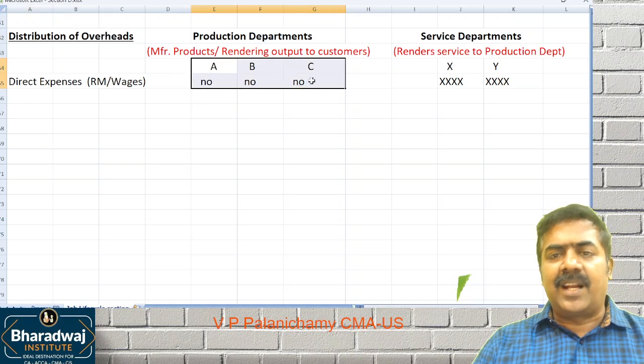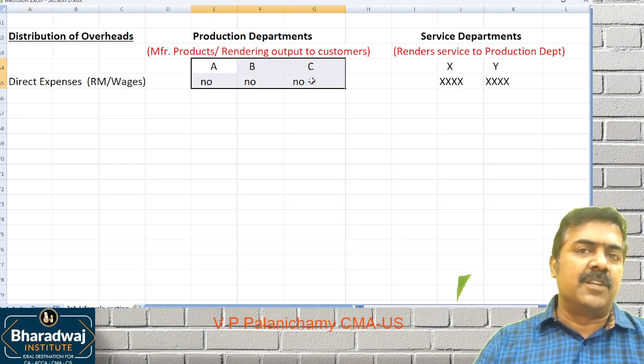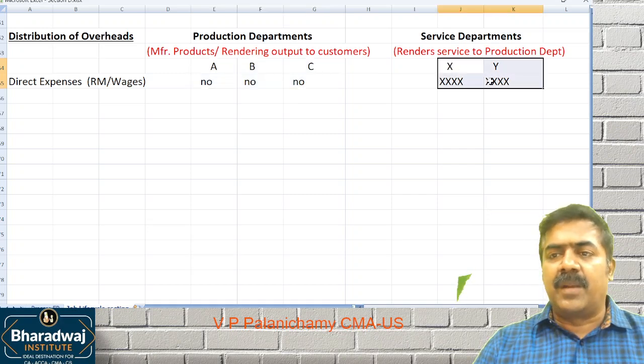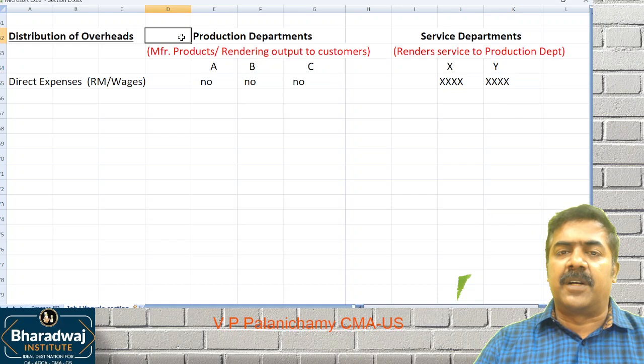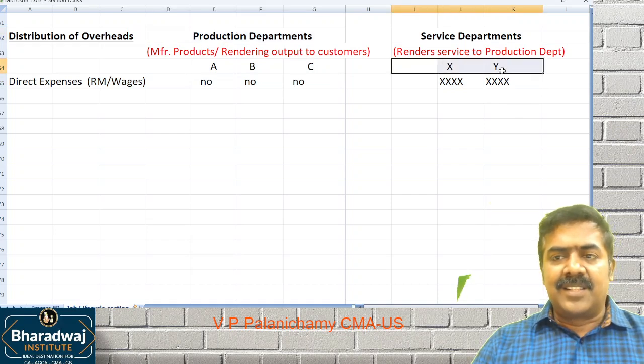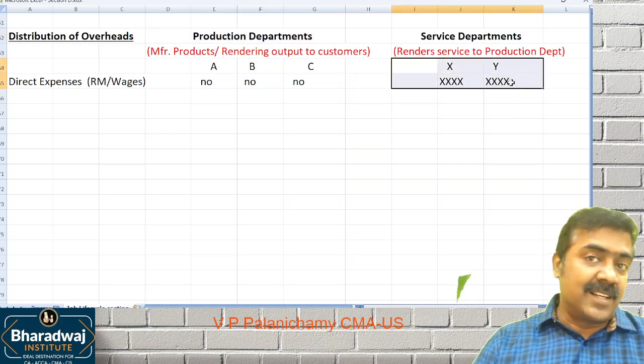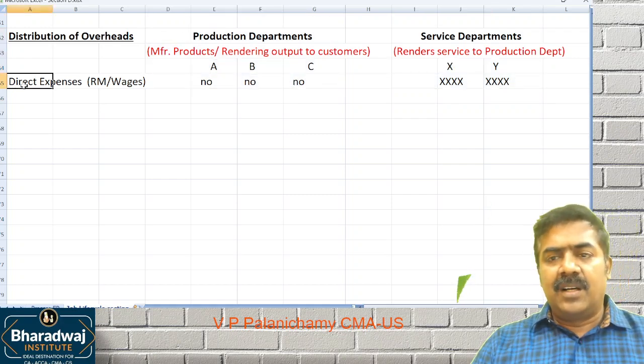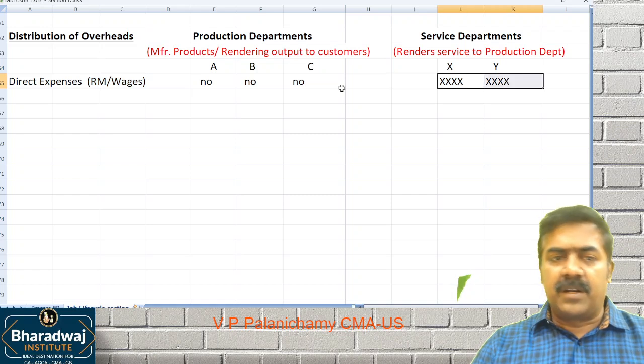So, any direct expenses which is incurred in the production department, that is not an overhead. That is a direct cost, prime cost. But any expenses incurred in the service department, that is an overhead for production department. Service department expenses are overheads to production departments. So allocate only to service department.